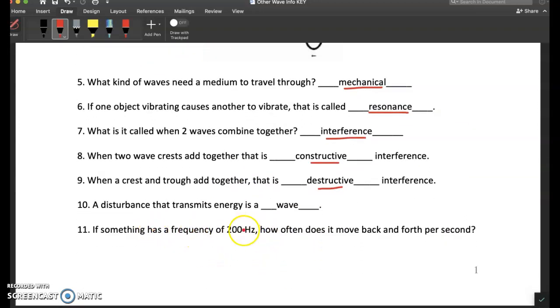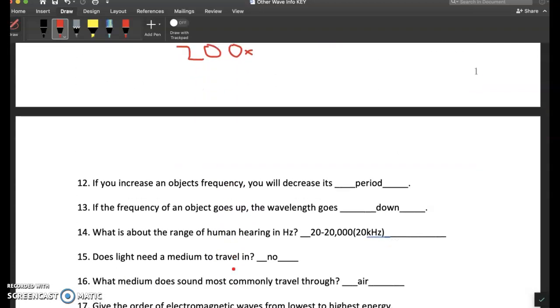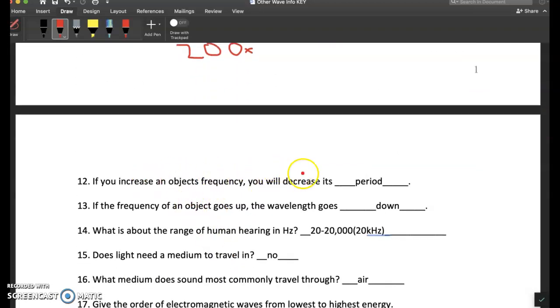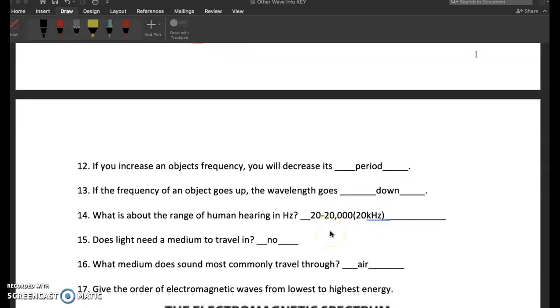If something has a frequency of 200 hertz, how often does it move back and forth per second? The answer would be 200 times. Okay? It tells you how many times per second that's moving back and forth. If you increase frequency, you decrease period, or how long it takes to travel one full wavelength. And if I increase frequency, the wavelength, the frequency is going up, wavelength has to go down, meaning the size of the wave has to be smaller so that it can pass more often.